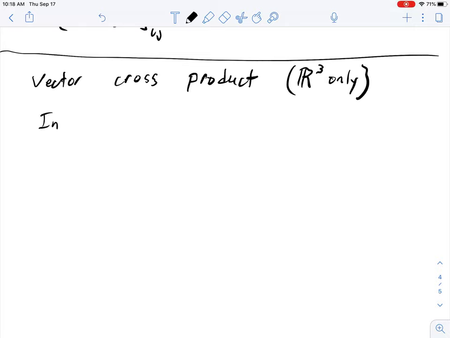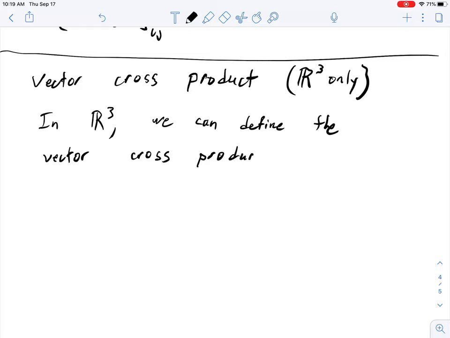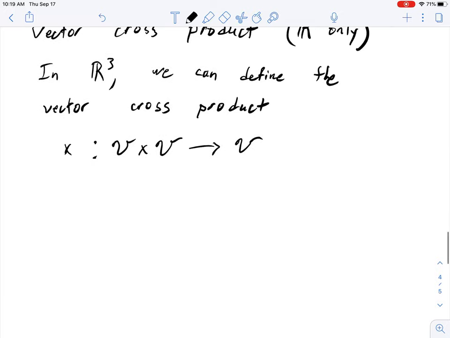So in R3, we can define the vector cross product. The cross product, which is just the times symbol, maps two elements of the vector space to another element of the vector space, with u cross v representing the oriented area normal vector to the parallelogram spanned by u and v, with the orientation given by the right-hand rule.